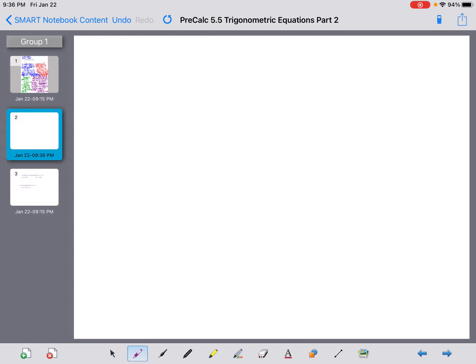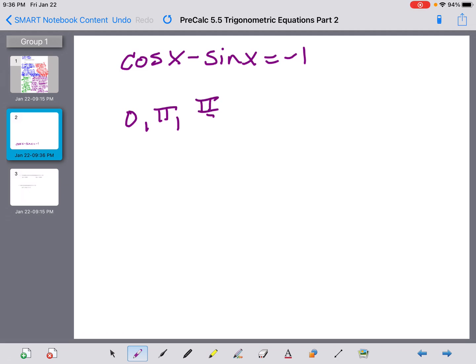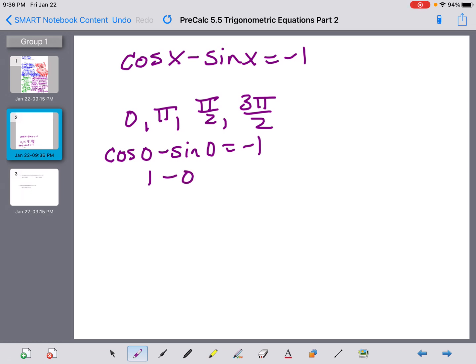Okay. So don't forget, our original problem was cosine x minus sine x equals -1. And I just came up with solutions of 0, pi, pi over 2, and 3 pi over 2. But because of that square, I warned you that we have to make sure these are right. So let's plug it in. So I have cosine 0 minus sine 0 equals -1. Well, what's cosine of 0? 1. What's sine of 0? 0. Does that equal -1? No. 0's out. It didn't work.